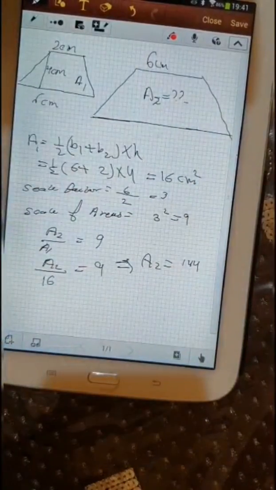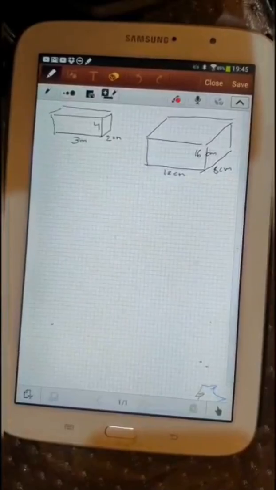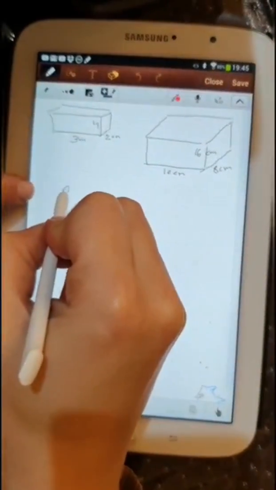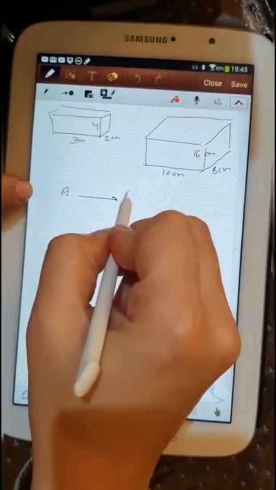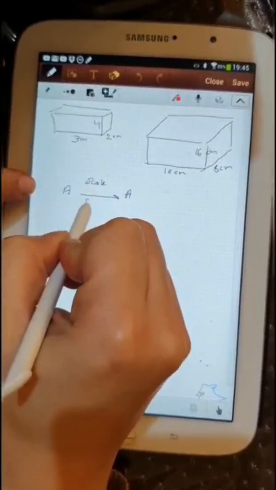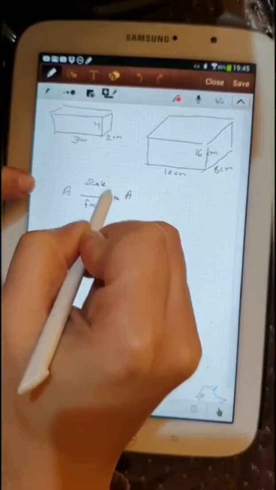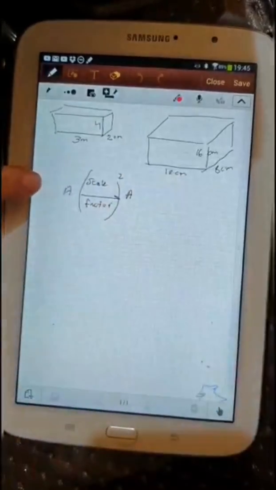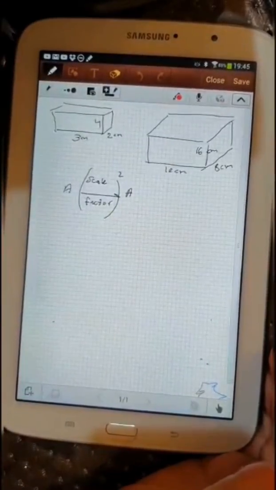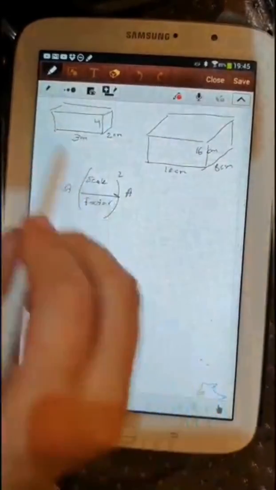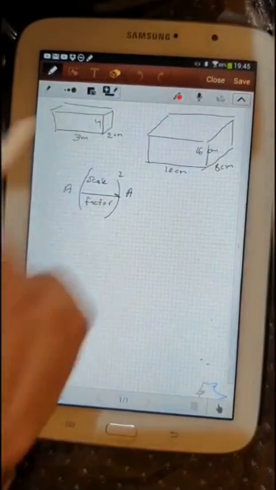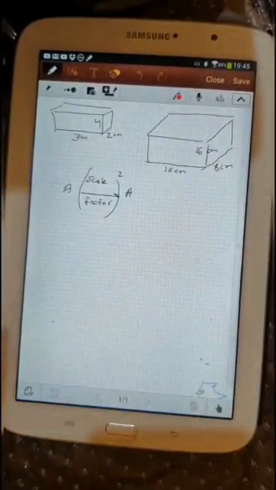Okay, as we got before, if I want to compare one area to another area using the scale factor, I'm going to use the scale factor, but remember, it's to the power of 2. What will happen if we have a 3D shape and I need to compare the values together? So in the first one, they are telling me at the beginning that they are similar shapes. So I want to find the first volume and compare it to the other one.